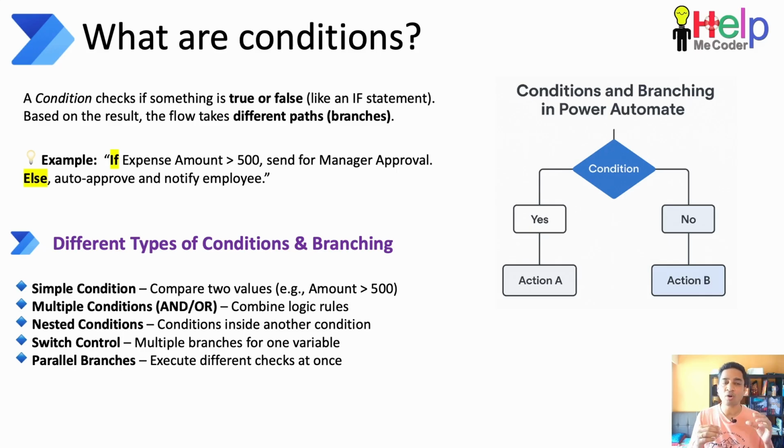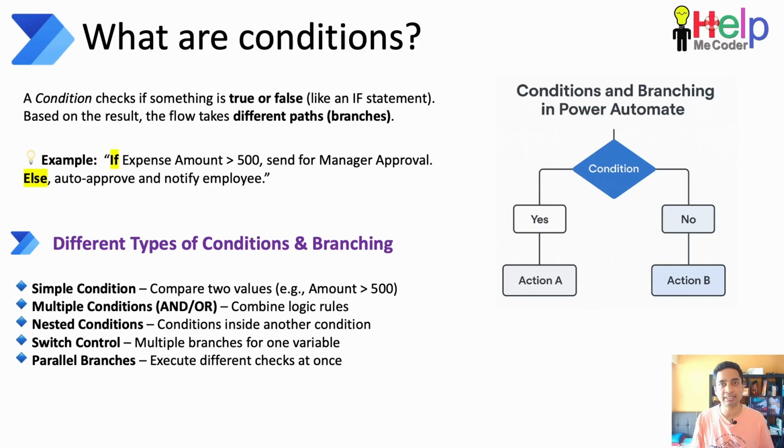Here we had only one condition which says expense greater than 500. What if I want to say expense greater than 500 and the expense type equals overseas expense? So this is a multiple condition, where I am combining multiple parameters, multiple checks together. There can be and or conditions. It can be up to your logic.